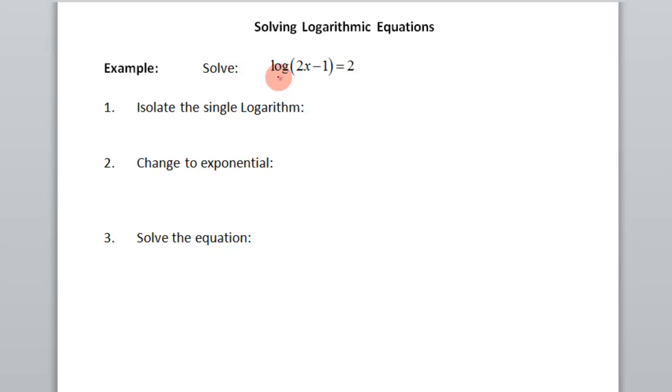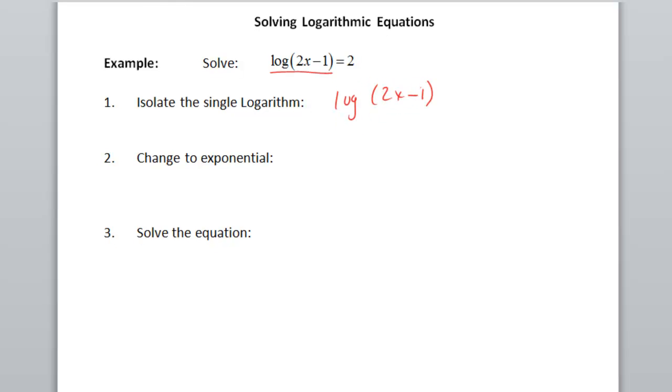Well, the first step is to make sure that you have the log isolated. So is there only one log here, and is it by itself? Yes, it is, right? We've done that. So log base 10 of 2x minus 1 is isolated all by itself. It's equal to 2. Alright, then now we're in log, so we're going to change to exponential here to solve this one.